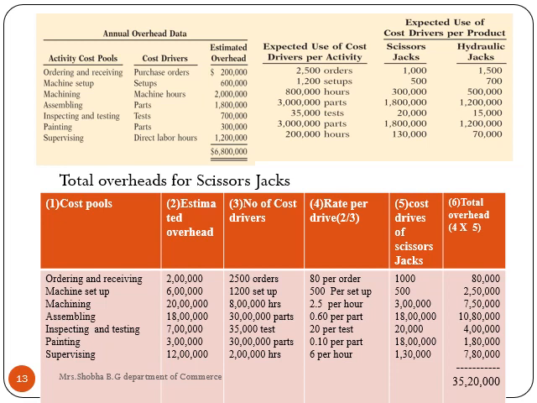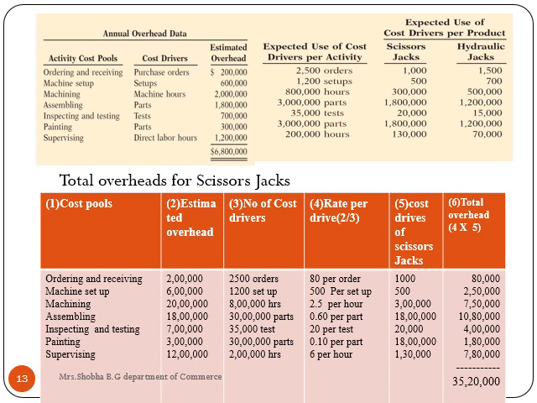Then in the same manner we have to calculate for the remaining cost pools, that is machining, assembling, inspecting and painting, supervising. So after calculating the fourth column, that is the rate per driver, the fifth column is the cost drivers of scissors jack. Since we are calculating the overhead for the scissors jack, this is one product, so we need to copy the drivers which are given in the problem.